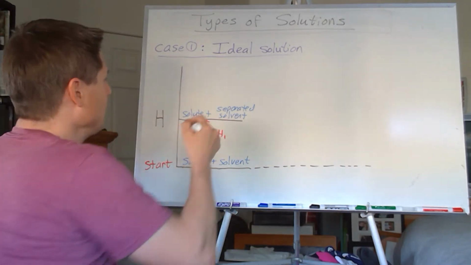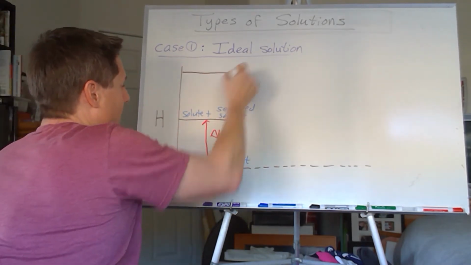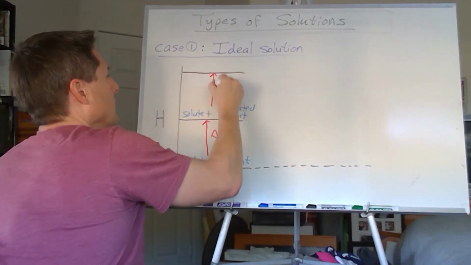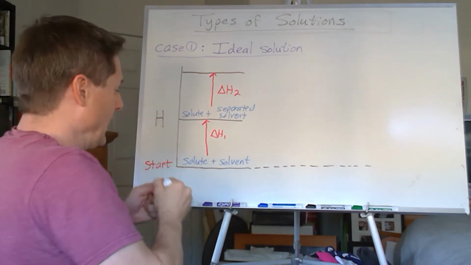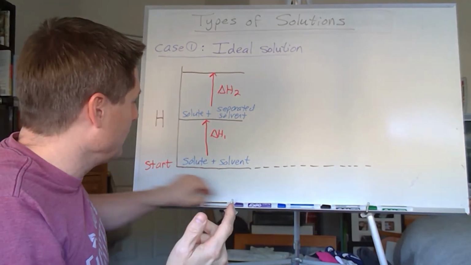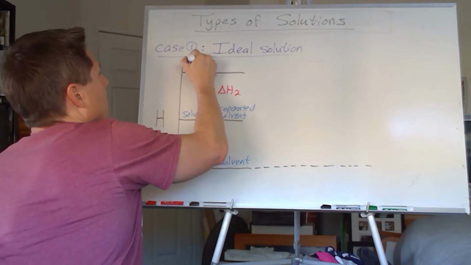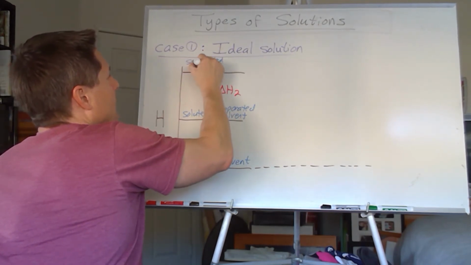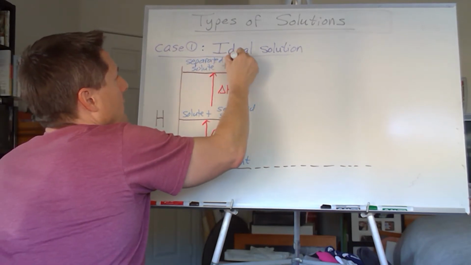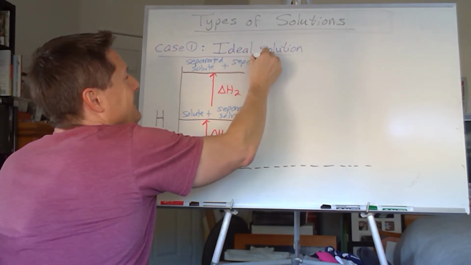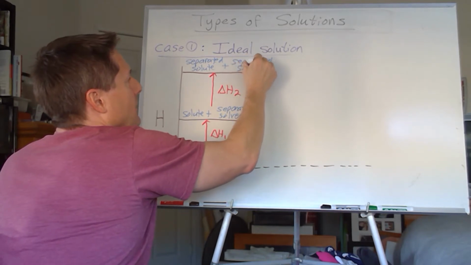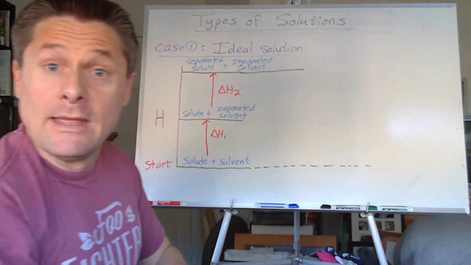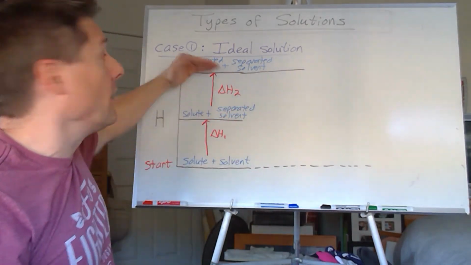Now let's do the same thing to the solute. That is also endothermic, so this would be delta H2. And we know that's endothermic because we're breaking the intermolecular forces. So this will be the separated solute plus the separated solvent. So far, so good. And now that they're both separated, it took energy.